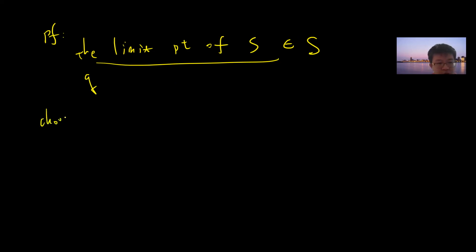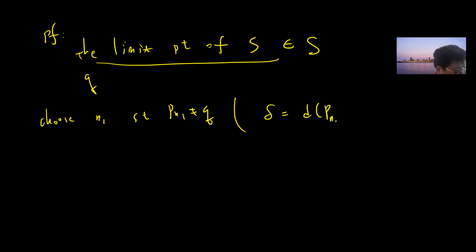Let me choose N1 such that P_N1 is not the same as Q. Why does this N1 exist? If there were no such N1, it means that every Pn is just Q, so by definition Q belongs to S. So there must be such an N1. And I let delta be the distance between P_N1 and Q.